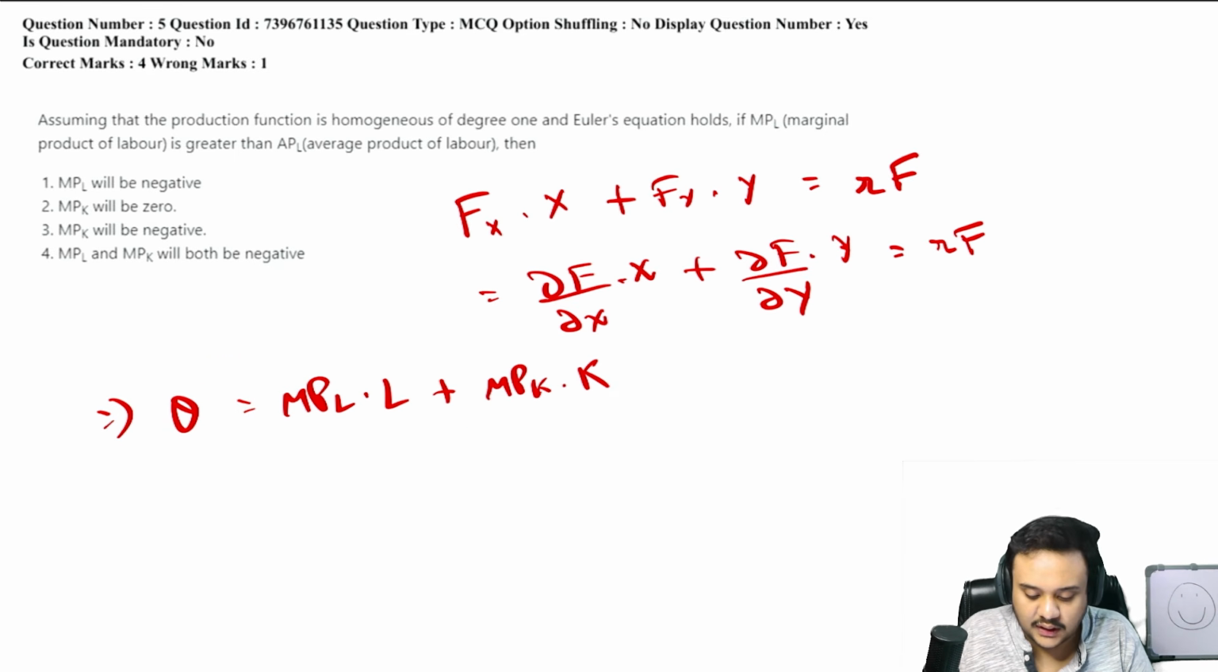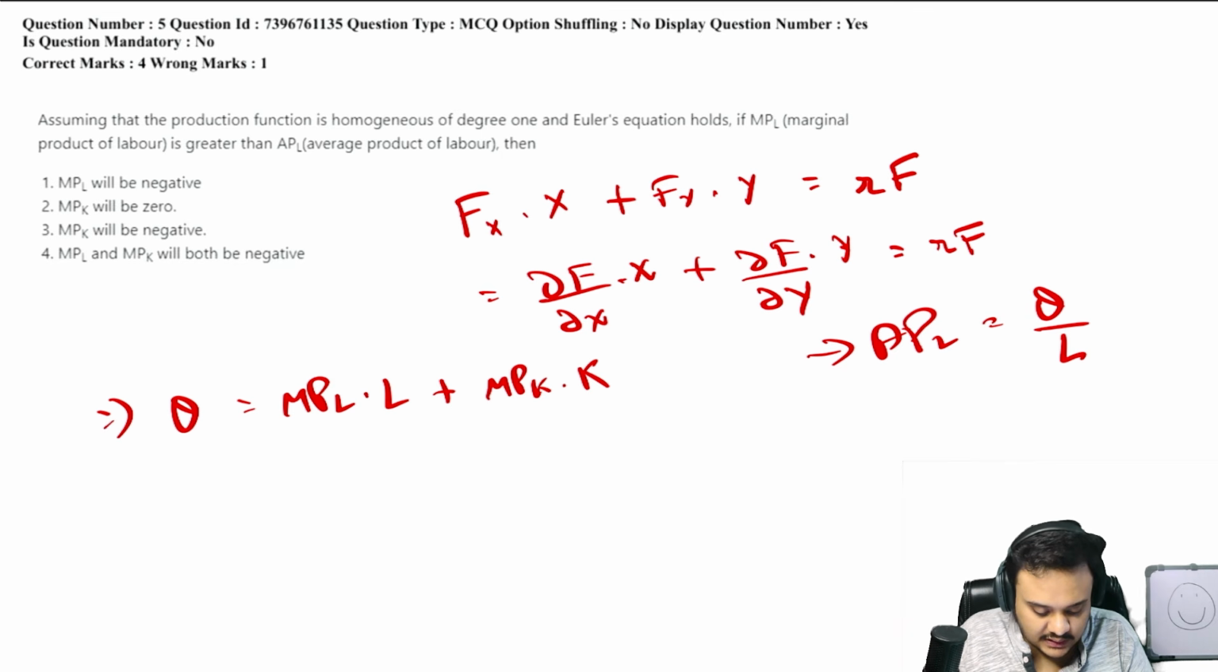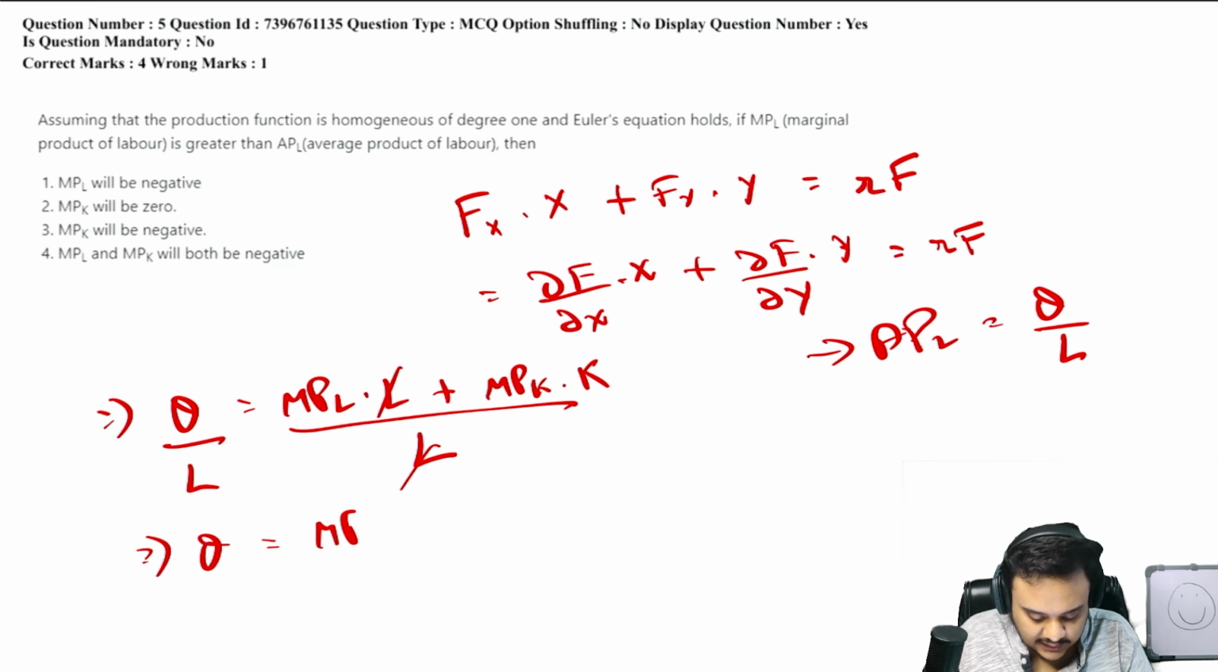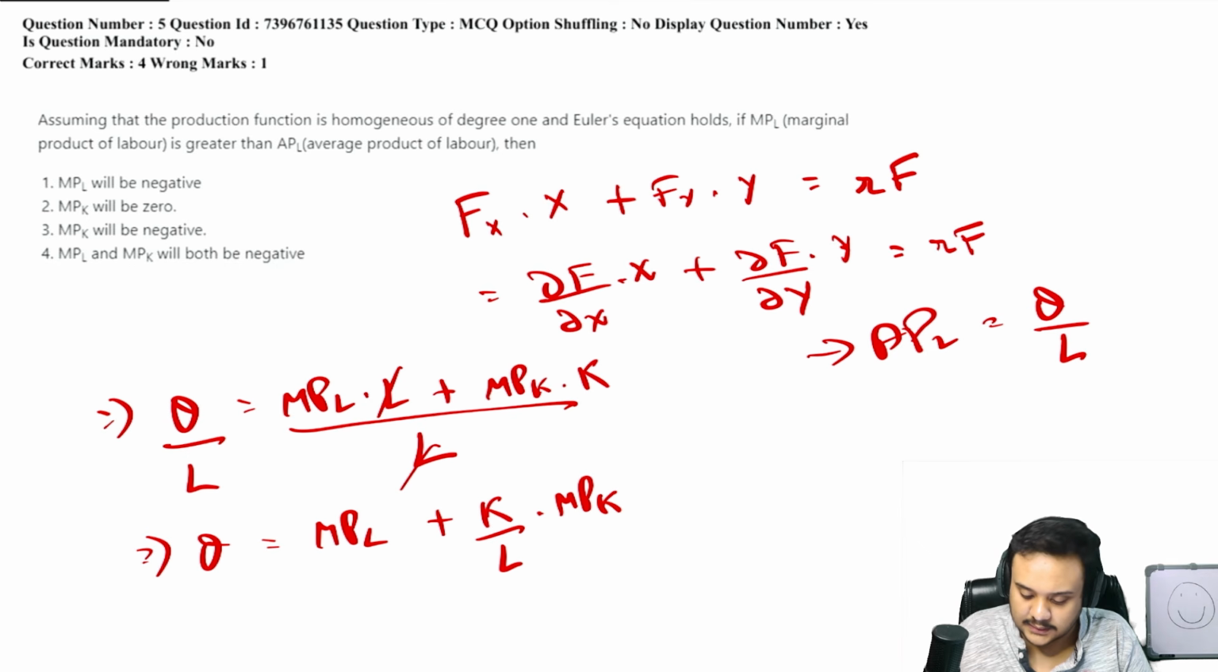Now we know that from the question we are trying to compare MPL and APL. APL is q by l, right? So if we just divide both sides by l, this will cancel here, so you will get q by l is equal to MPL plus k by l into MPK. Let me take this to a new page.